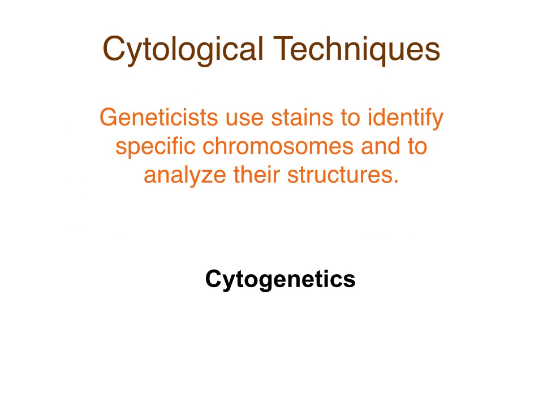So, cytological techniques. Scientists use these techniques to stain the chromosomes. Initially, they did it just so that they could see those chromosomes under the microscope.